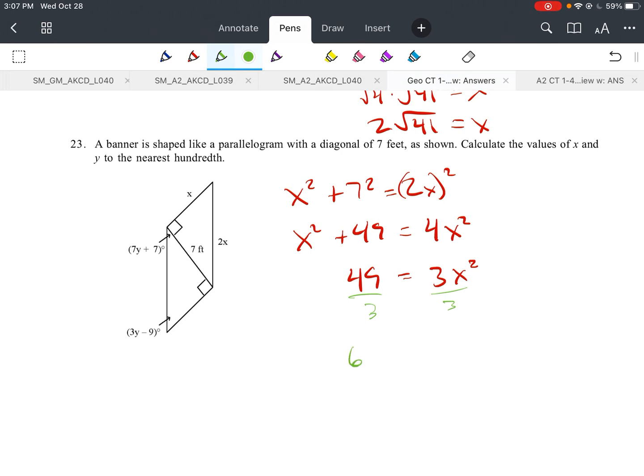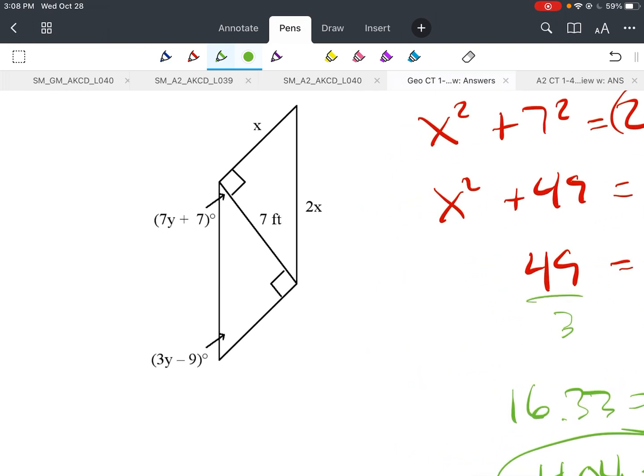And I get 16.33 equals x squared, and I'll take the square root of that. I got 4.04. Okay, it's roughly x there. So x is 4.04. Let's see what the y would be. All right, let's look at y here.